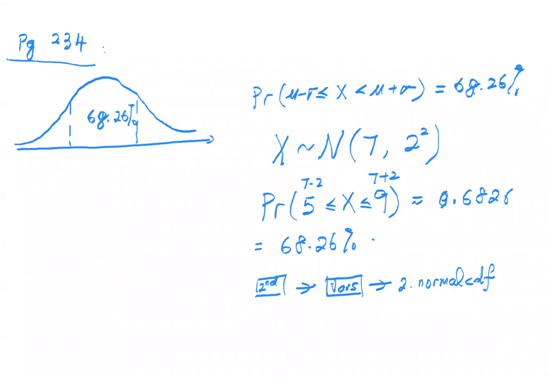This is your lower. This is your upper. The rest you should know what to key in. Mean is 7, standard deviation is 2. Paste. Do you get that? So we only use this one for normal distribution.